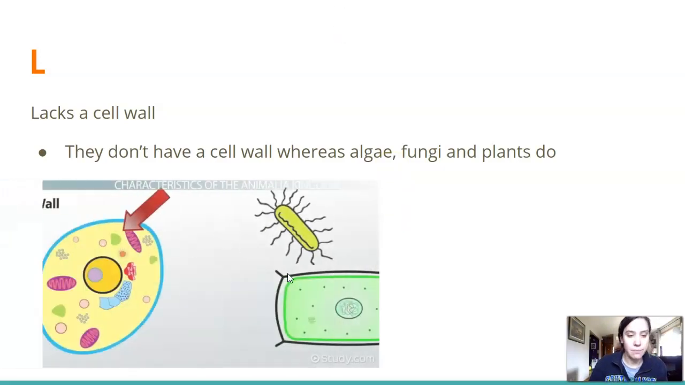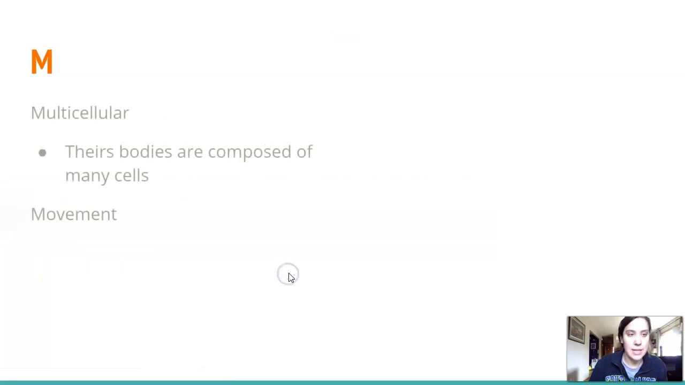The next letter is M. M, I want you to think of multicellular. Their bodies are composed of many, many, many cells, right? We are multicellular. My dog is multicellular. Something that's single-celled isn't considered an animal. I also want you to think about movement. In most cases, animals move.